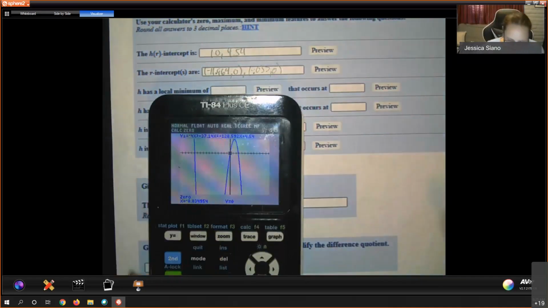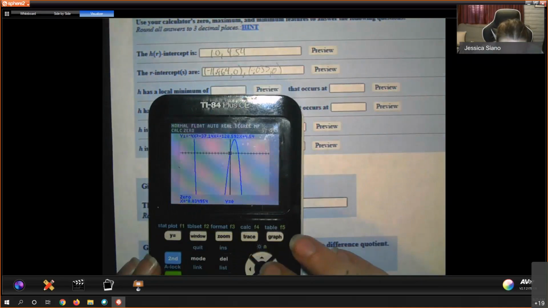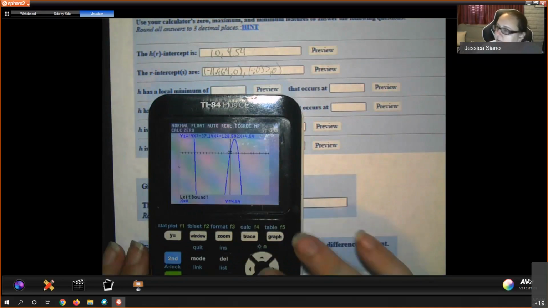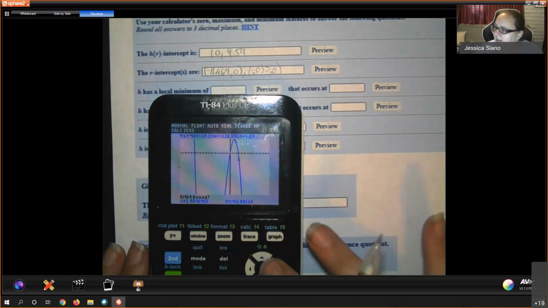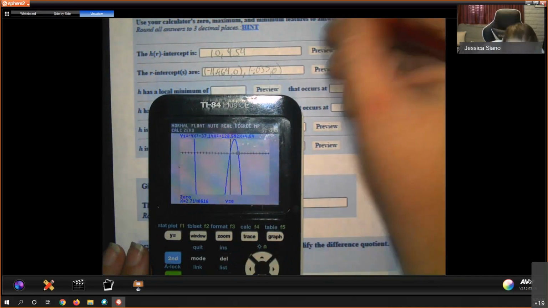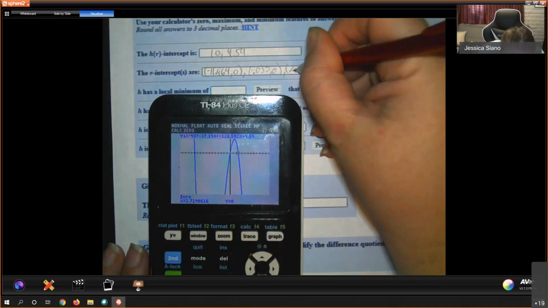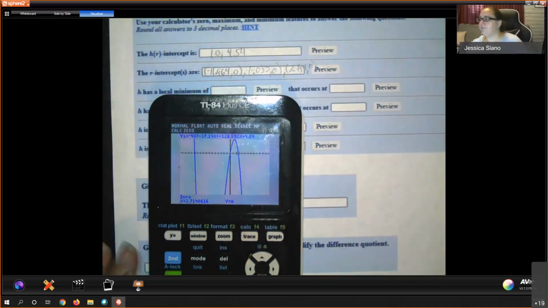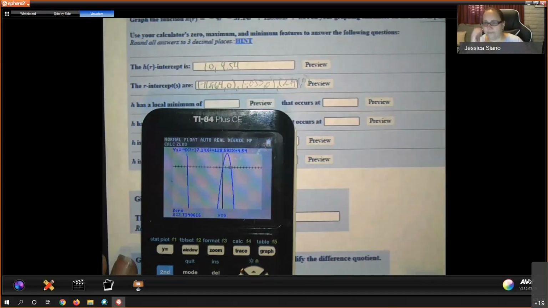Okay, and then let's do it one more time. Calc 0. Anywhere to the left, so right here is good. Anywhere to the right, so right here is good. And then enter past guess. And that's 2.714. Okay.